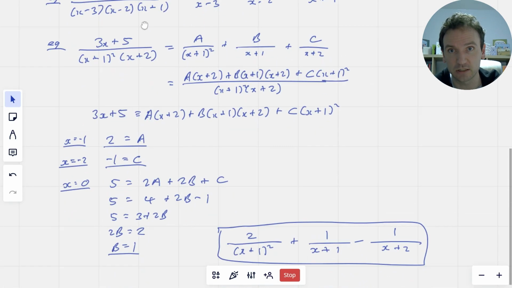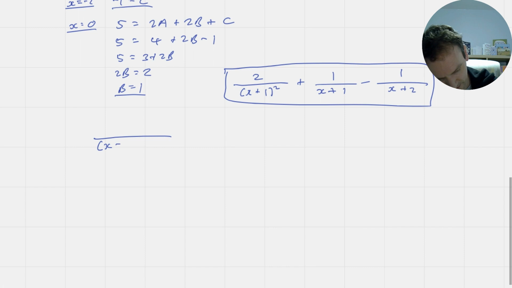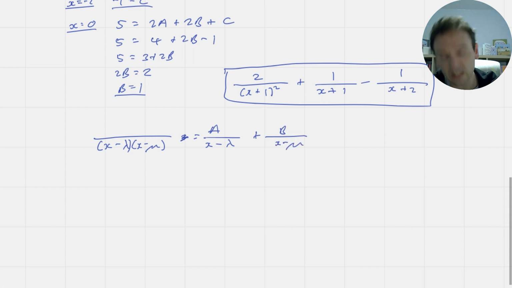So just to categorize those, you will either get a situation where you have just two distinct factors on the bottom, and you can just split it up as something over the first factor plus something over the second factor. If you have a situation where there's three distinct factors, then you just get an extra fraction with that other factor there, and so on, but you're not going to get one with more than three factors.